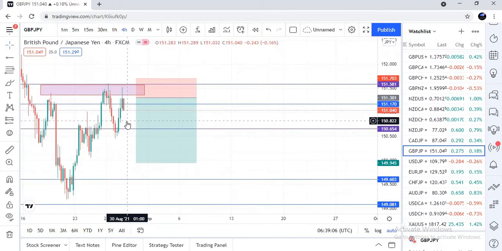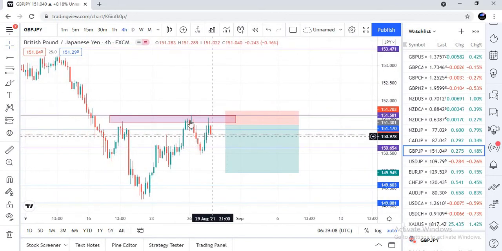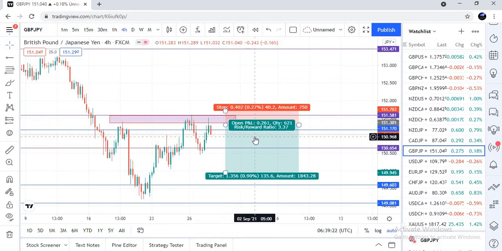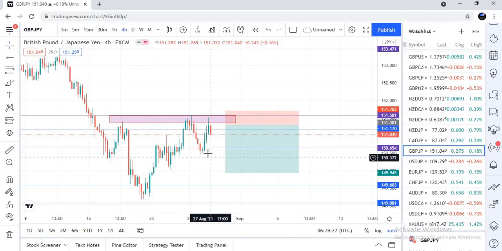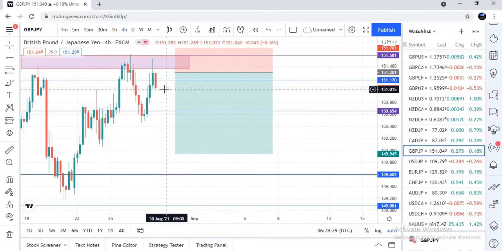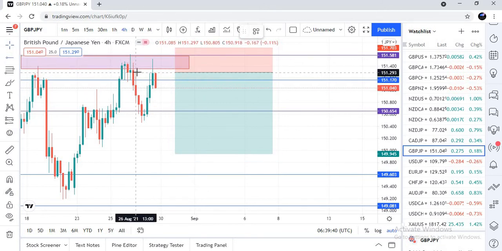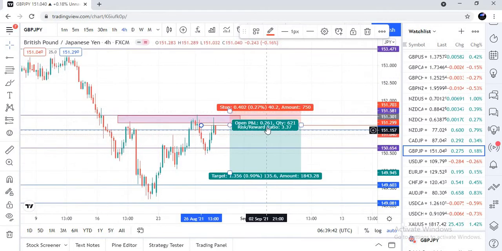We created a resistance area for this pair. From what we can see, the price is reacting to this resistance area, and we're predicting that the GBPJPY might just sell during this week. So we're not going to be placing a trade yet. We're going to watch if the price gets to this level right here, and we're going to place a sell on this trade when it gets to this level.